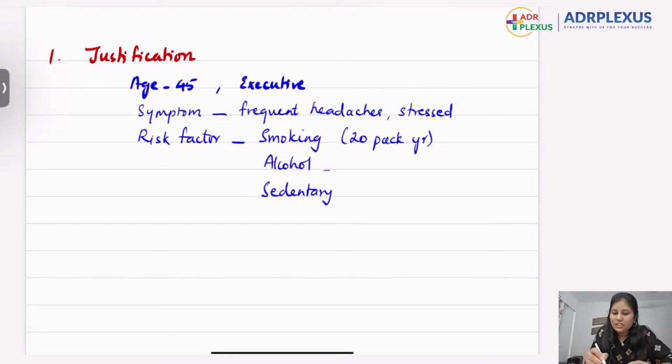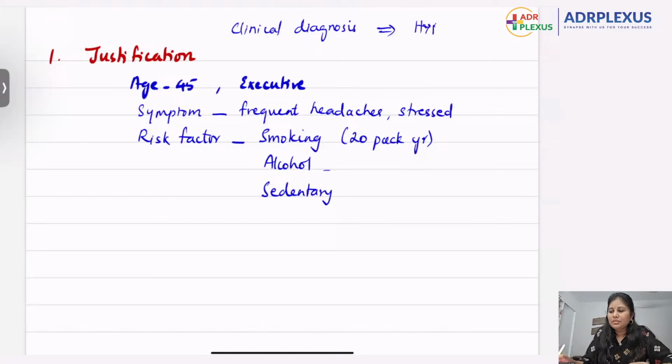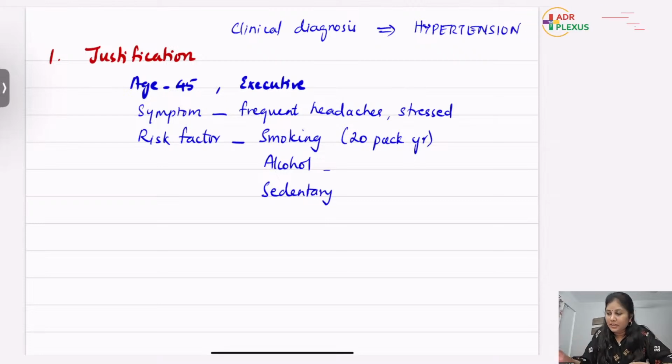Before the justification, they asked about the diagnosis. So what is the clinical diagnosis? Hypertension, preferably primary hypertension, because they didn't mention any other associated symptoms. So it is primary hypertension, which manifests with all these risk factors and symptoms.